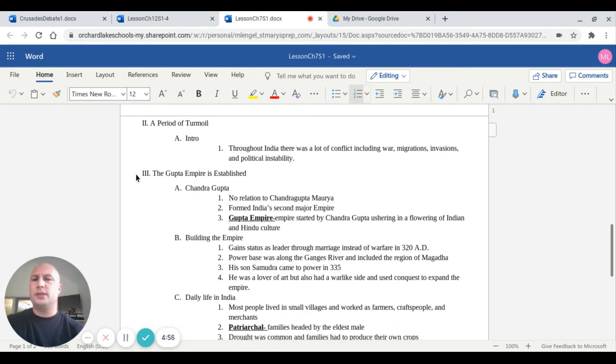Roman numeral 3 talks about a second empire that gets established called the Gupta Empire, which is created by Chandra Gupta.